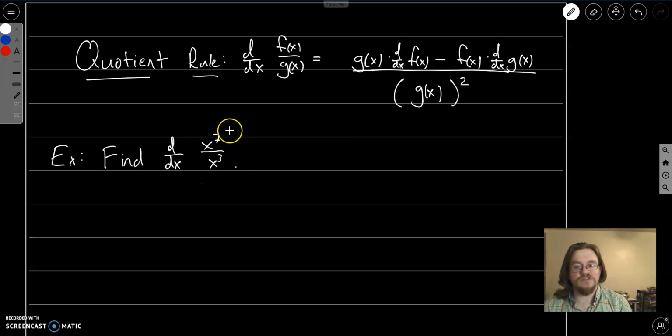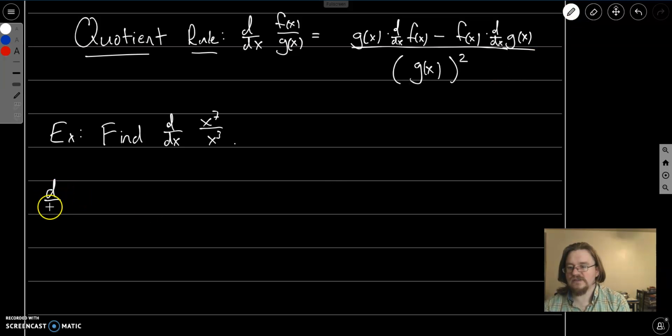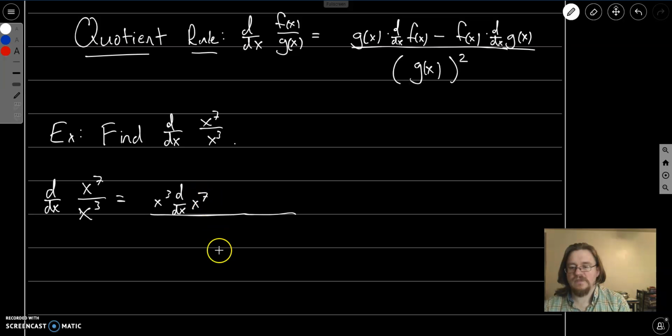So let's take the derivative of this guy. I've just got a single term on top and a single term on bottom. And let's use the quotient rule first and see how this goes. So if I want to take the derivative of x to the 7th over x to the 3rd power, this is going to be, we've got our fraction. It's going to be the bottom times the derivative of the top minus the top times the derivative of the bottom, all over the bottom squared.